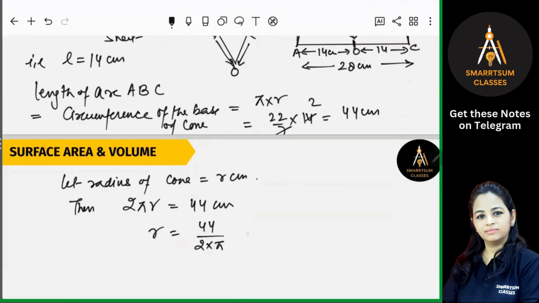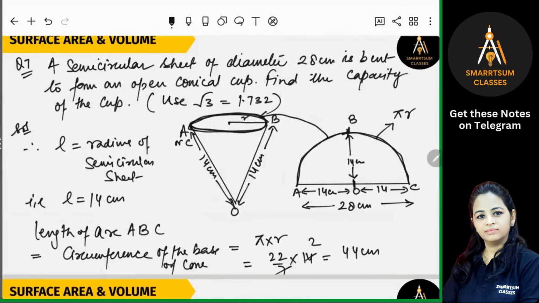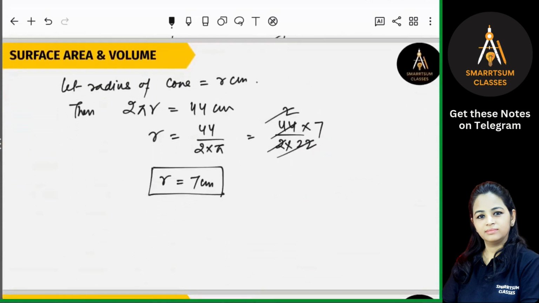Getting that? Okay. So 44 upon 2 into 22 by 7. So this is 2, this is cancelled. So r is equal to 7 centimeter. So in this way, we have got the radius of the base of the cone, because the base of the cone is a circle. It is a circular base having some radius. So using this, we can easily find out the radius of the cone.